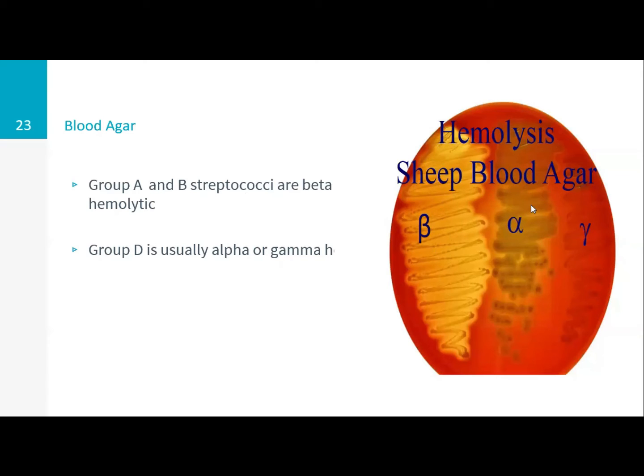For alpha hemolysis, we can see that it is dull. It is dull with a little bright. It's a bit brighter than the gamma, but it's not, of course, obviously as bright as the beta. And the gamma is really dull. It's the dullest of the three. And the group D strep exhibit both alpha or gamma hemolysis. And you're going to have that hemolytic process of beta hemolysis coming from the group A and the group B. All right.